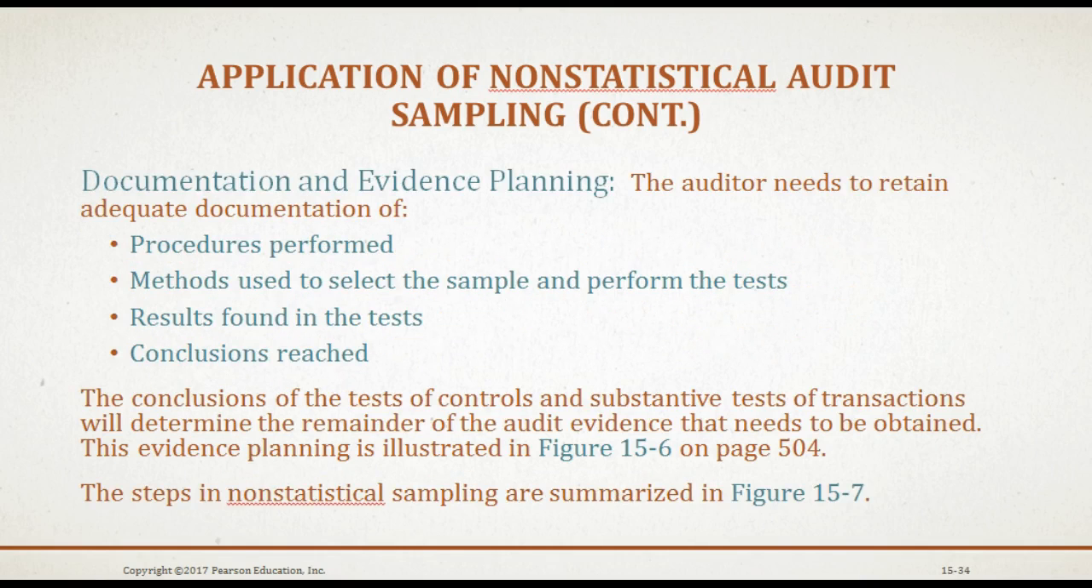It is important to note that the auditor needs to retain adequate documentation of the procedures performed, the methods used to select the sample and perform the audit test, the results found in the testing, and the conclusions reached by the auditor. The conclusions of the test of controls and substantive test of transactions will determine the remainder of the audit evidence that needs to be obtained. This evidence planning is illustrated in Figure 15-6 on page 504 of your textbook.